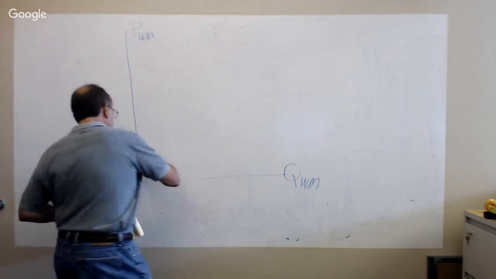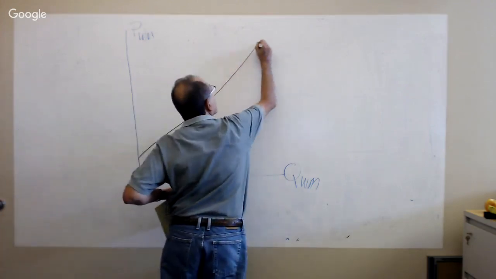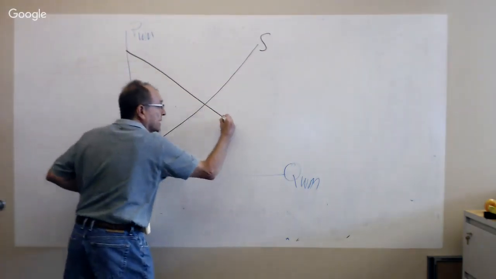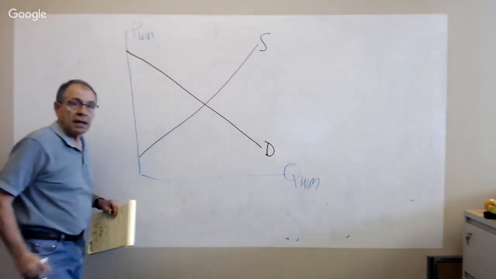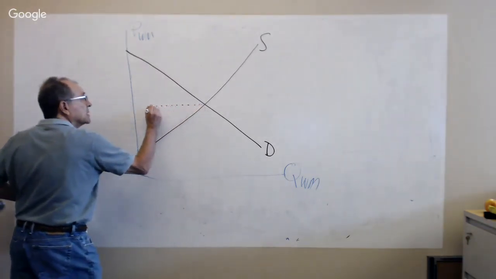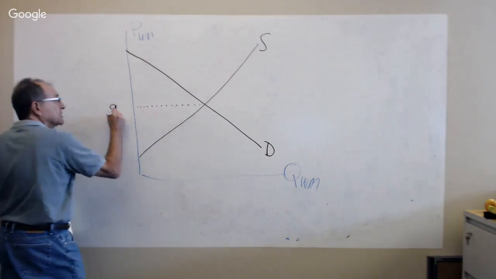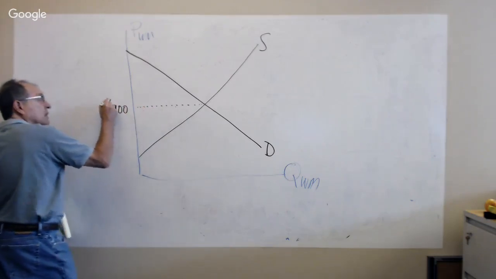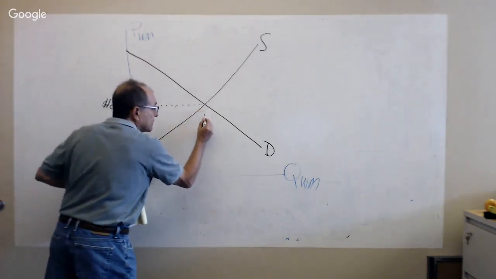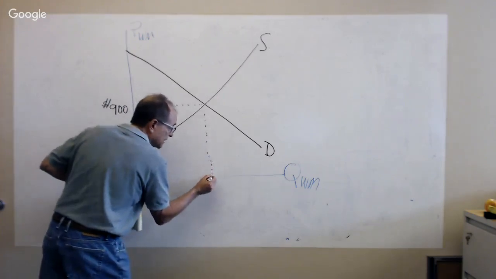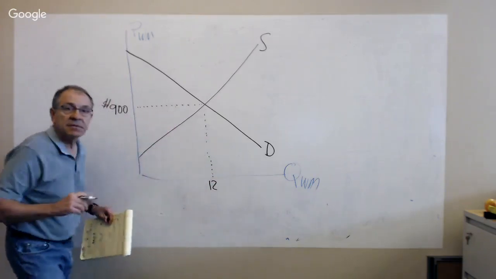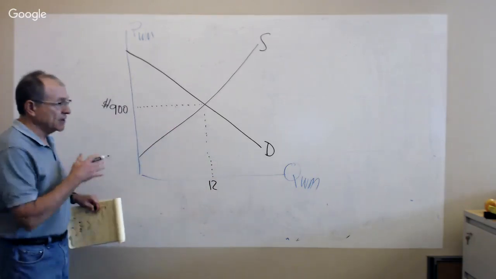Okay, so here's the supply curve. There's the demand curve. And if you recall in Kara's example, there was no trade, so the equilibrium price of washing machines was $900. And I believe the equilibrium quantity of washing machines was 12. Now 12 or 12 million, but that's going to be the only similarity between her graph and mine.